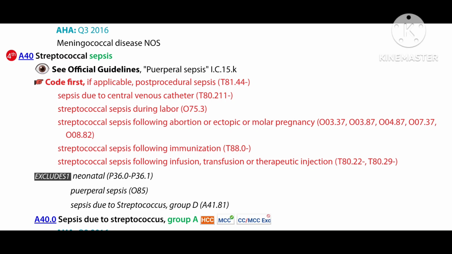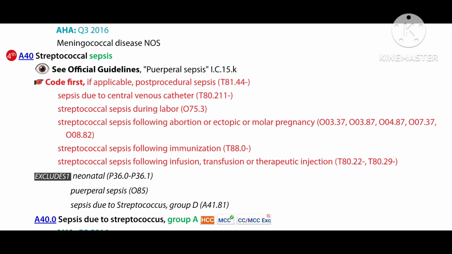This is one example. We'll move to the next example, that is A40, which is used for streptococcal sepsis. And below that, you can find a code first note in red color with a pointing finger symbol. And that says that you have to always report what is the cause of this streptococcal sepsis first, before this code A40. For example, I say that my patient has got streptococcal sepsis due to a central venous catheter. I have to report the T80.211 series of codes as the primary code, and I can report A40 as a secondary code. So always remember that whatever is the etiology, that will be reported as a primary code, and whatever is a manifestation, that will be reported as a secondary code.